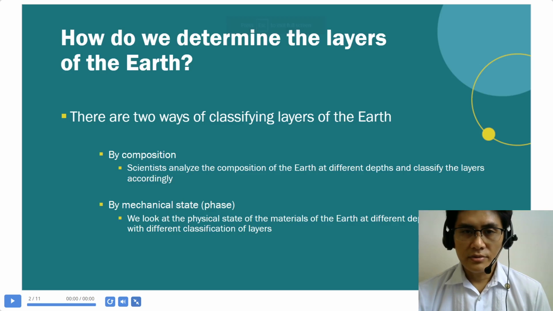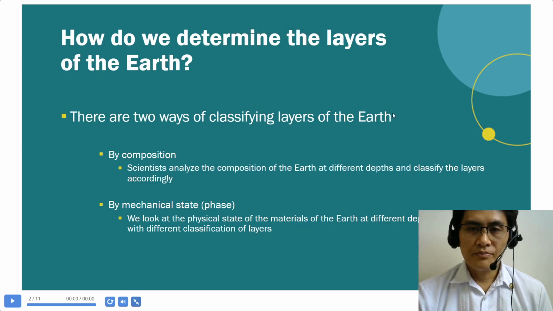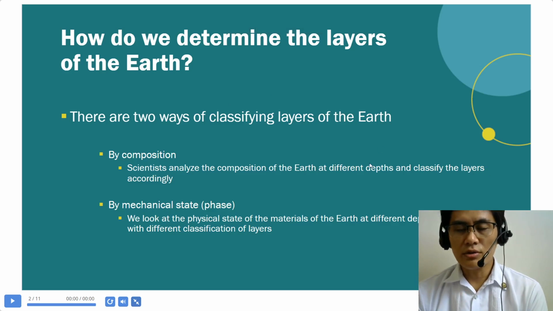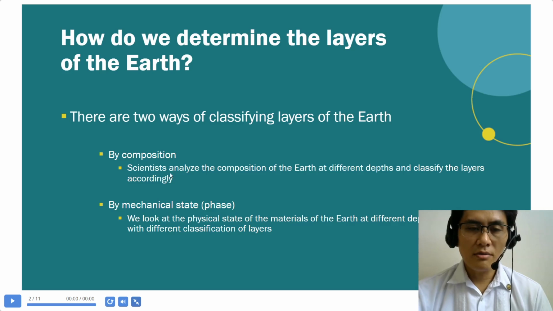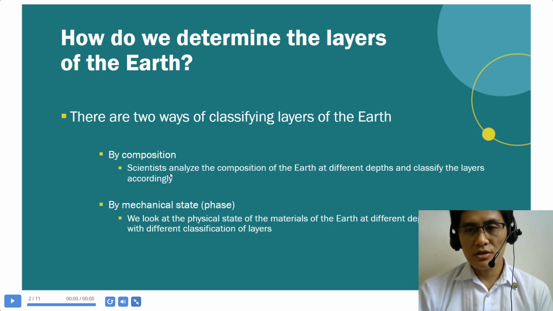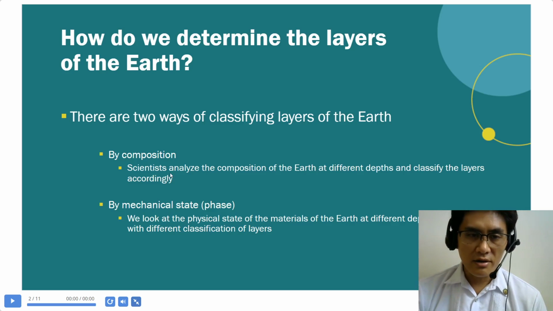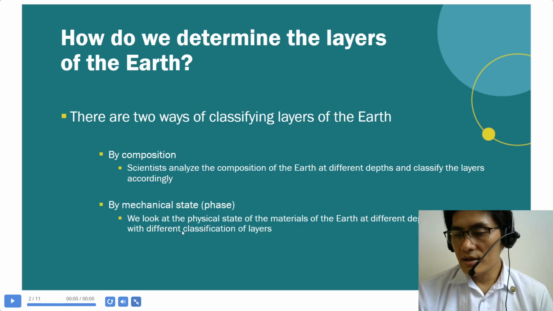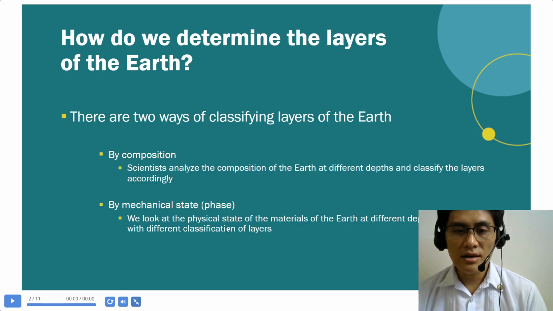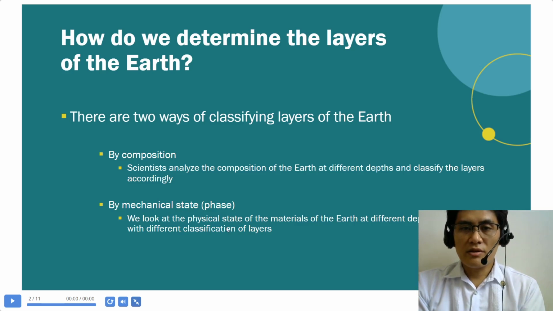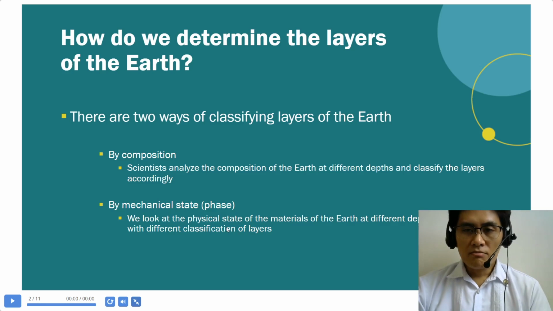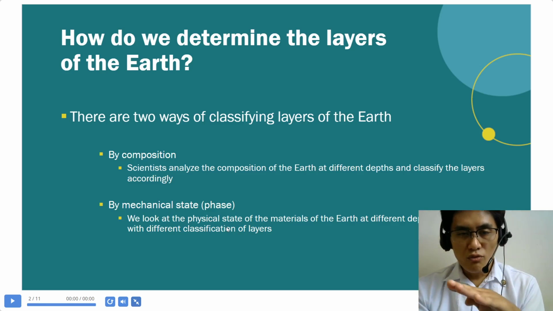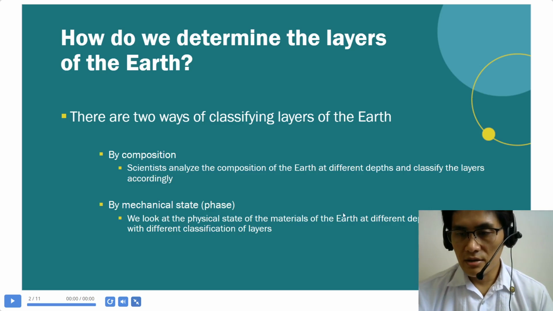Now, if we go to next, the layers, there are two categories for determining the layers. One is through composition, so it's basically based off of chemical composition of the materials in the layers of the Earth. And the second one is about mechanical state, which is primarily based on the phase, so whether it's solid, liquid, gas, or something in between. And obviously, it's relative movement within the layers of the Earth.